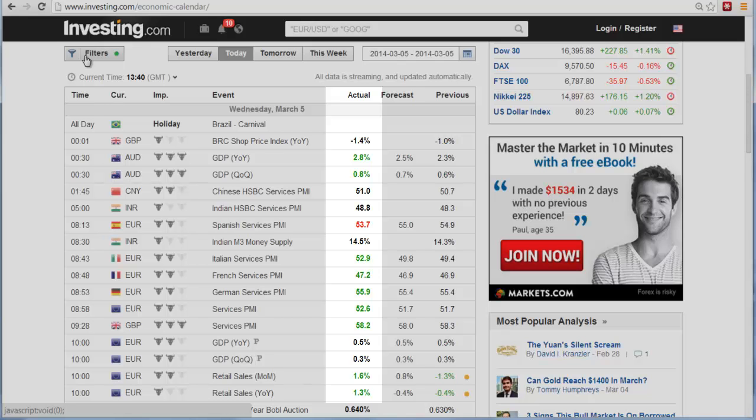Within a couple of minutes after the news, you can see the result. In other words, how your forecast is different from the actual figure. These figures are marked by 3 colors. Green, the result is better than expected. Red, worse than expected. Or black, as expected.